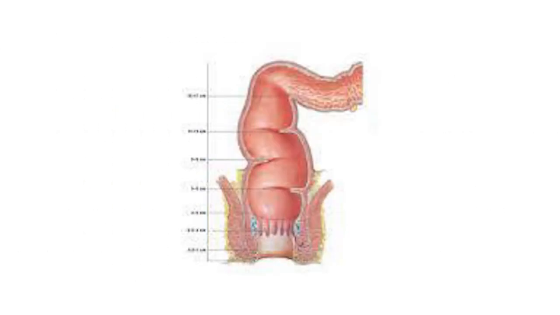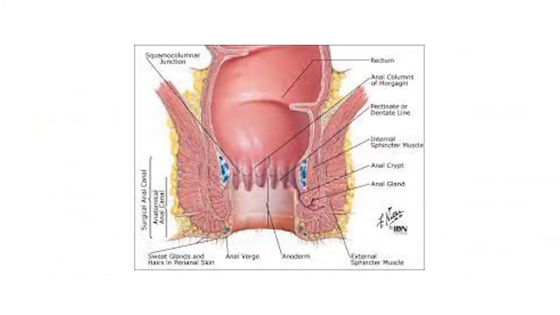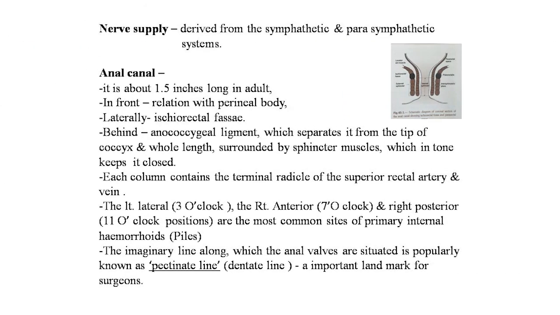Here is a good picture of the rectum and anal canal anatomy. You can watch. This is the second picture, clearly showing all the structures like the sigmoid colon, dentate line, surgical anal canal, anal verge, the internal sphincter and the external sphincter. All these structures are clearly seen in this image. Now the nerve supply is derived from the sympathetic and parasympathetic systems.